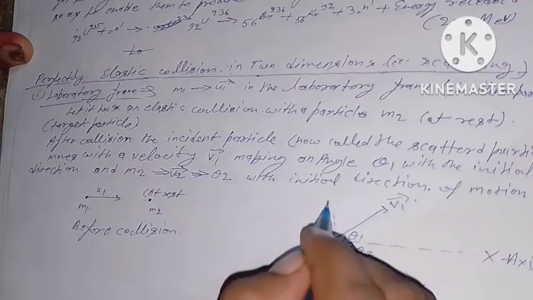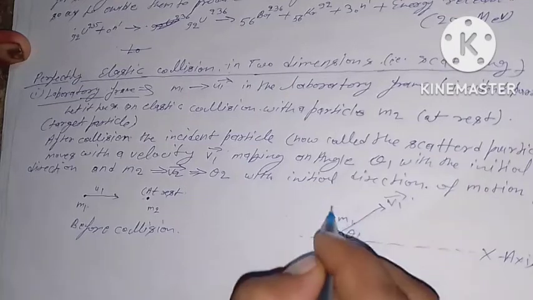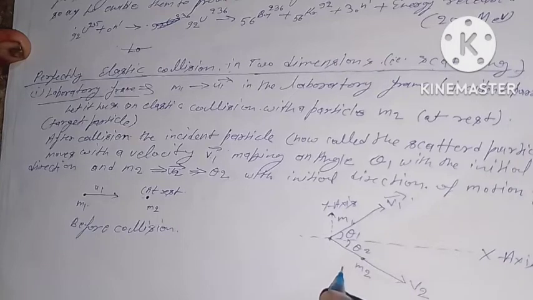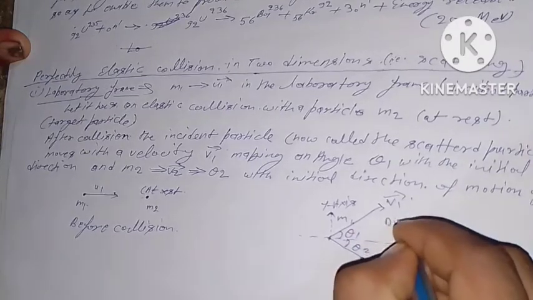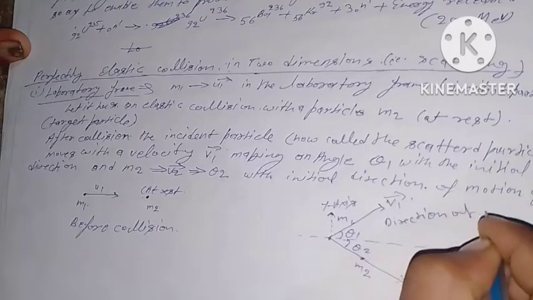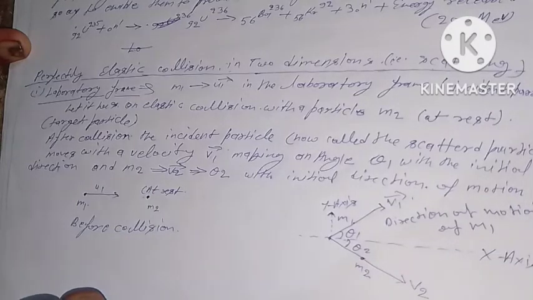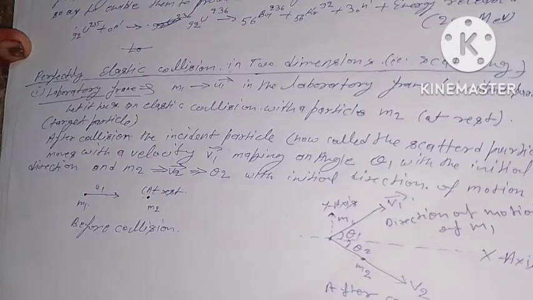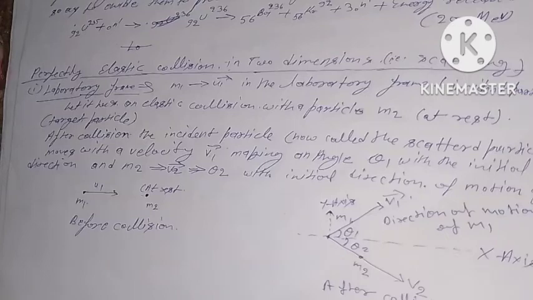This is the mass m1, and this is the y-axis, and this is mass m2. This is the direction of motion of m1. This condition is after collision.